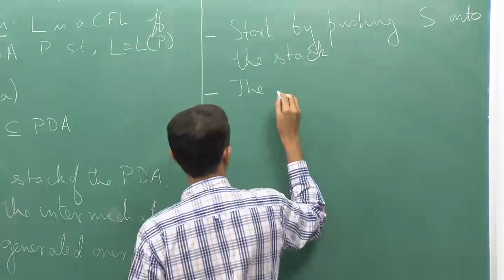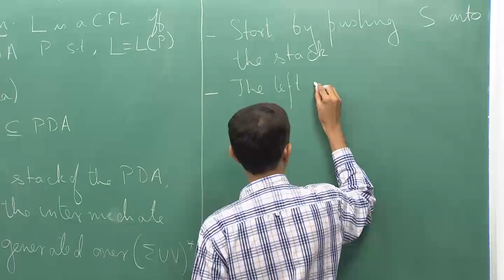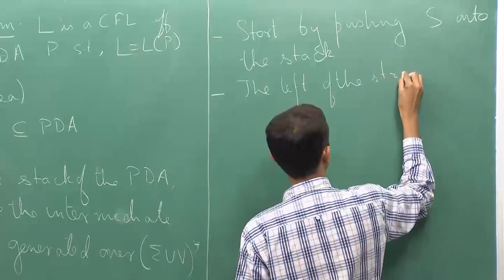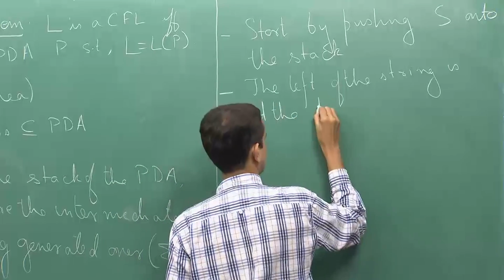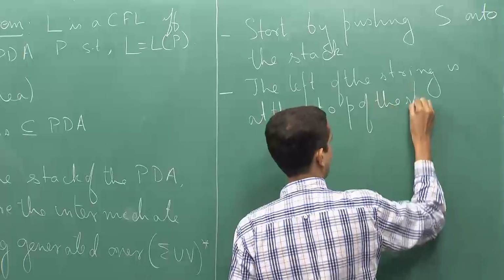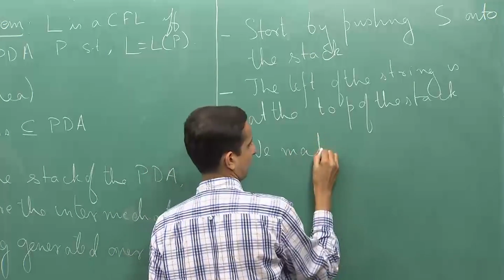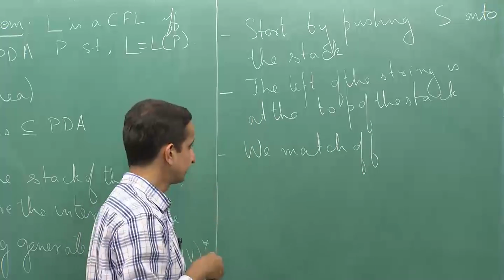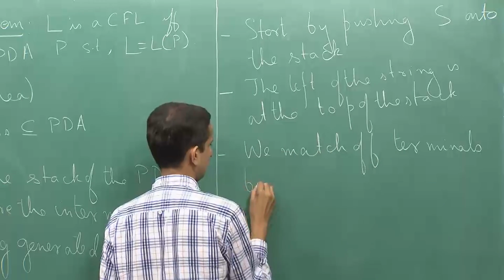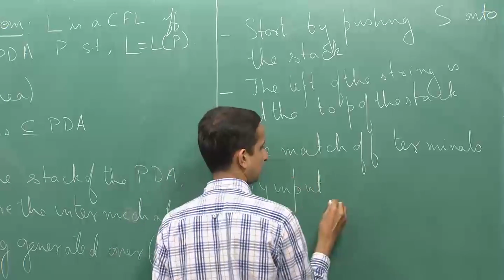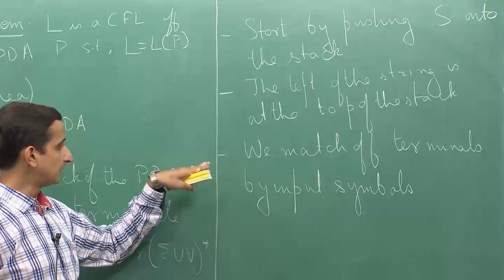The left of the string is at the top of the stack. We match off terminals by input symbols. Okay. So we create a transition function that will match off terminal symbols on the stack with input symbols and pop them out.